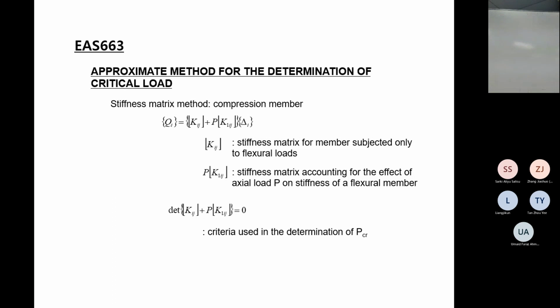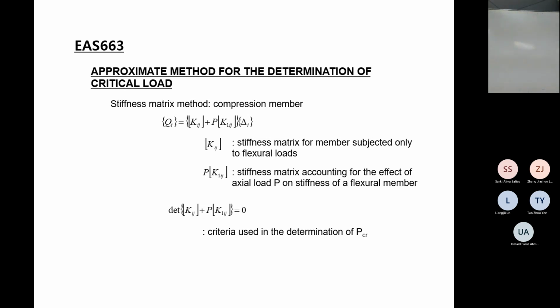First, we form this structure stiffness matrix by applying the procedures. Then when we come finally to the structure stiffness equations, in order to determine P critical, we make use of this criteria. This is the criteria that we have seen before also in the slope deflection equation method. This is the criteria to get non-trivial solutions. So this is a mathematical process.